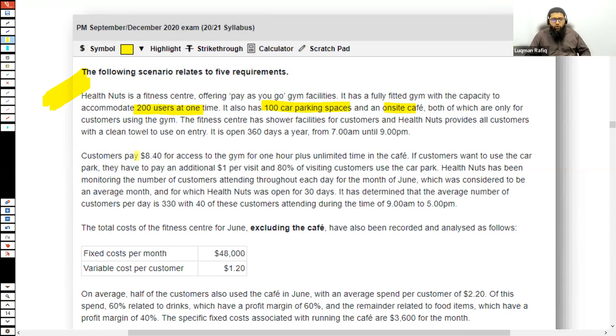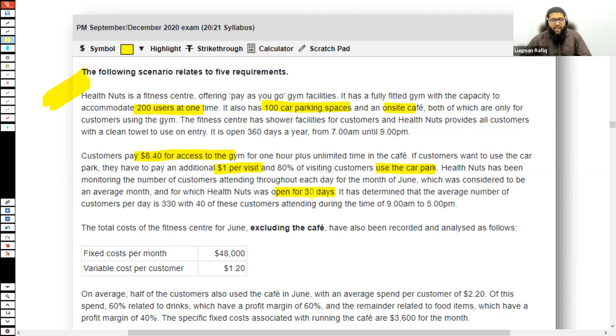Customers pay $8.4 for access to the gym for 1 hour plus unlimited time in the cafe. If customers want to use their car park, they have to pay an additional $1 per visit, and 80% of visiting customers use the park. Health Nuts has been monitoring the number of customers attending throughout each day for the month of June, which was considered to be an average month and for which Health Nuts was open 30 days.